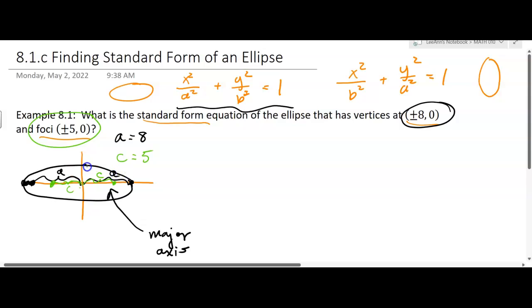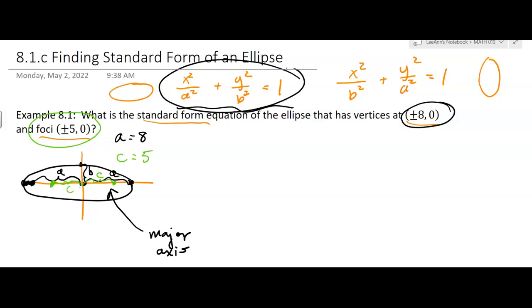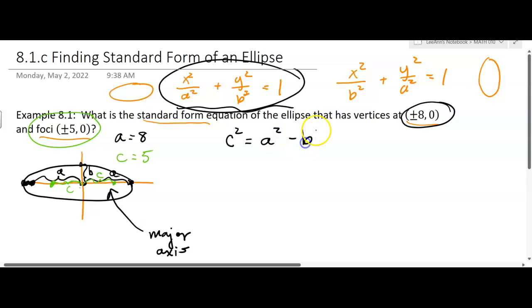Okay, but we don't know this distance and we don't know what the co-vertices are. We know it's B, but we don't know what B is. And we need to figure that out to be able to write the equation, right? In fact, we don't even have to know what B is. We have to know what B squared is. So now we need the relationship that C squared equals A squared minus B squared. Okay, so C is 5 and A is 8, and we're going to figure out B squared. So 25 equals 64 minus B squared.